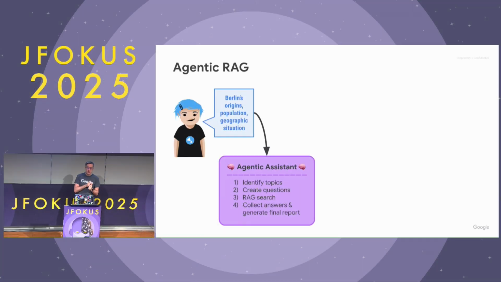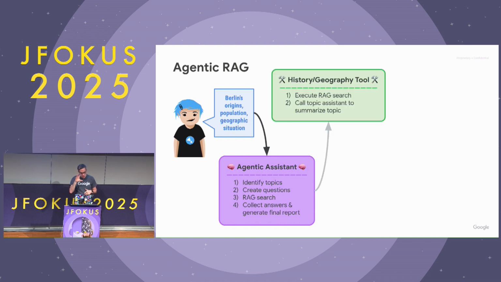So the plan is first identify the topics. There are 3 topics: origins, population, and geographic situation. Then I'm using the hypothetical question database, so that's why I'm asking it to create questions associated with each topic. And then I'm going to do the RAG search for each individual topic: a RAG search for the origin, one for population, and one last one for geographic situation. So 3 RAG searches. And I'm going to collect everything together and give a final report.